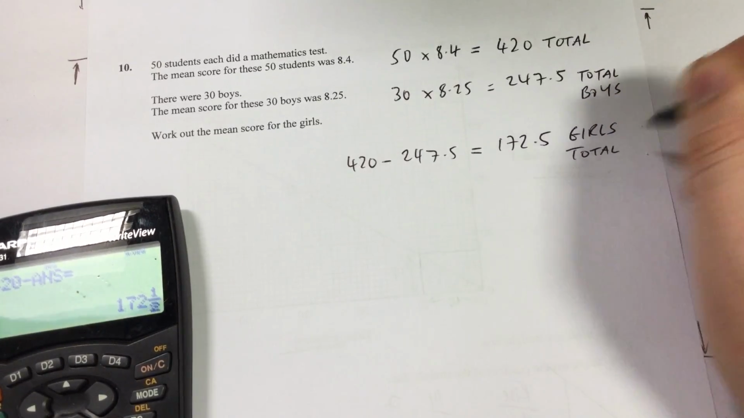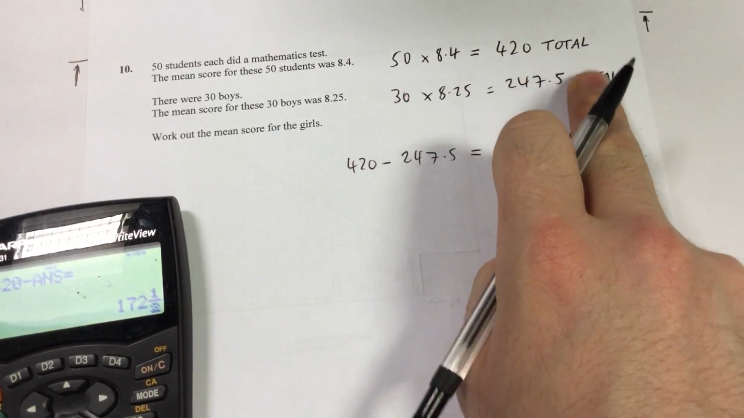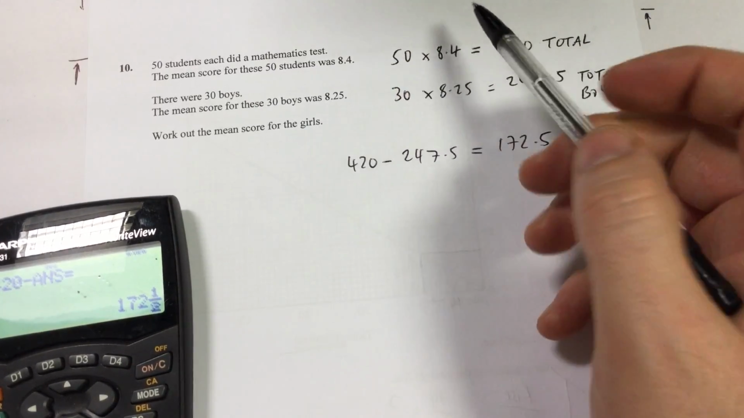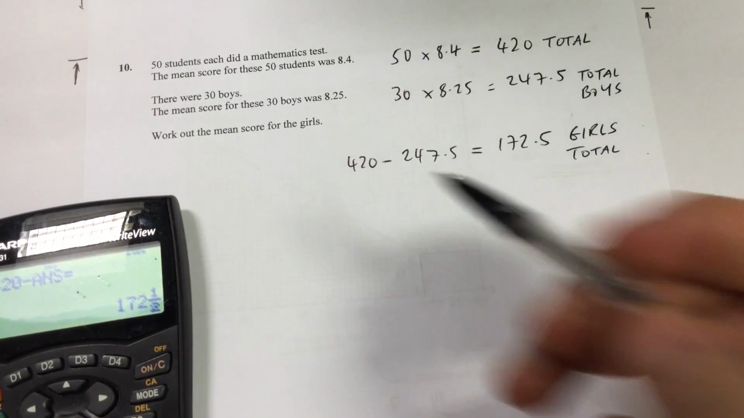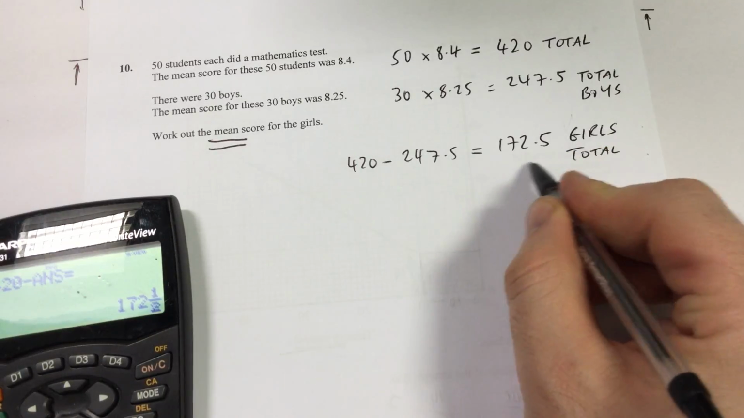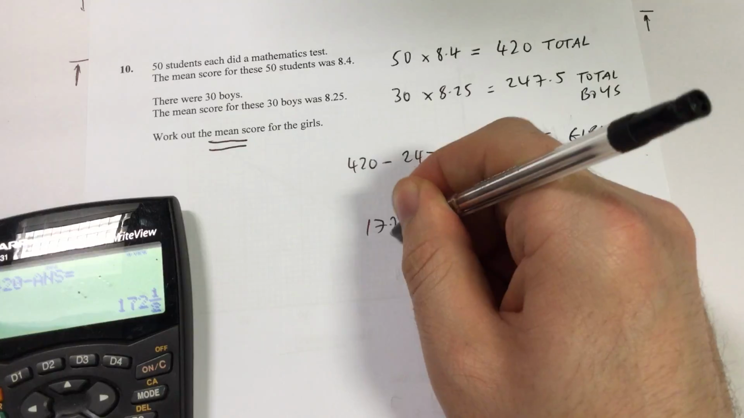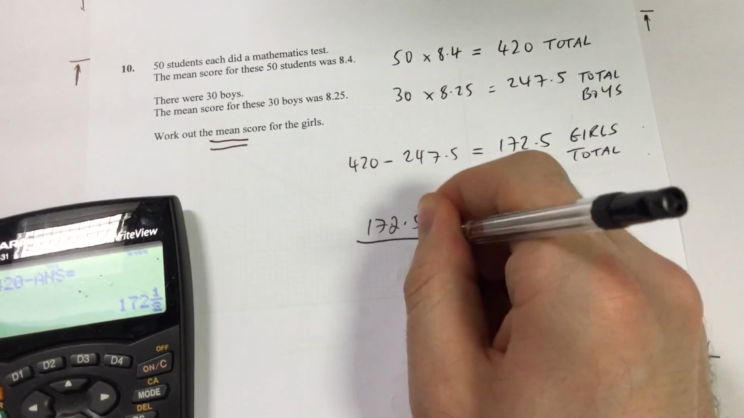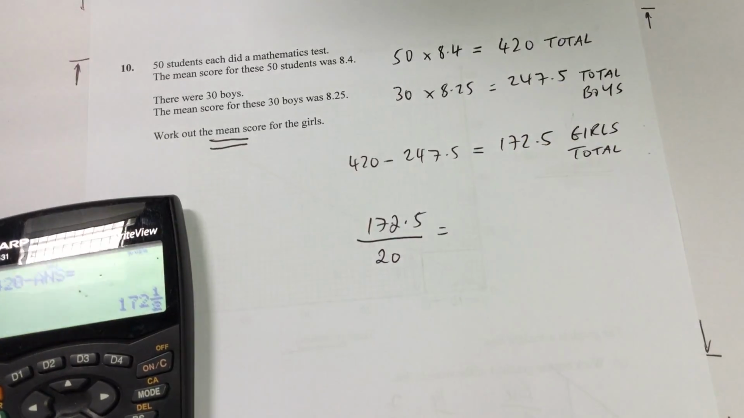And now it's actually just a standard question, a mean question. The reverse mean's done. I've multiplied to find the original totals. And now I know the total for the girls. To find the mean for them is just as normal. I know the total. This is what they've got all together. So I'm going to divide that by how many girls are in the question. There's 30 boys, so there must be 20 girls. So I'm going to divide that.